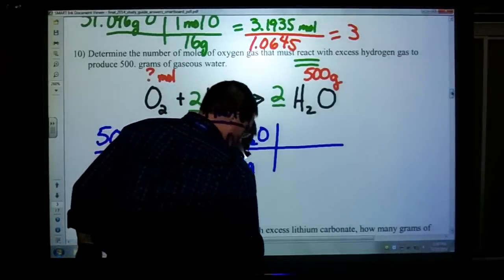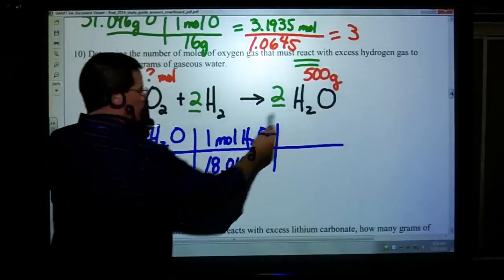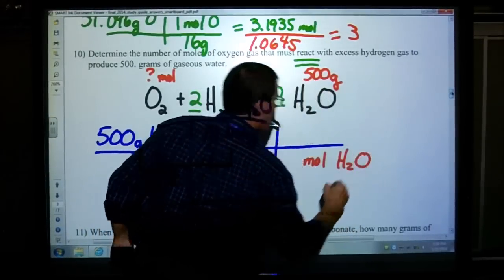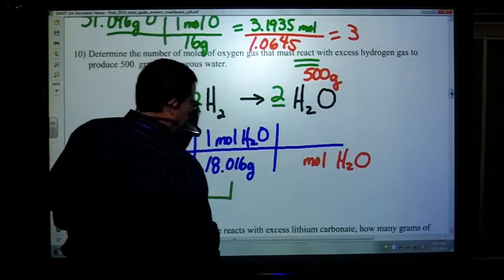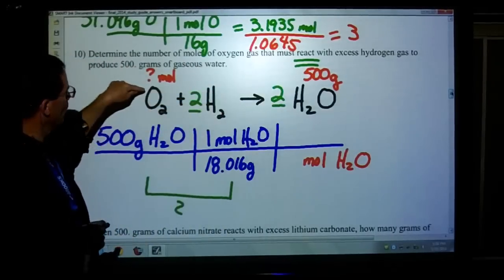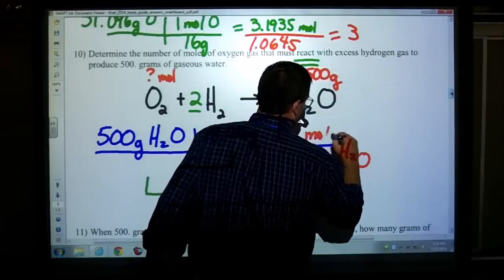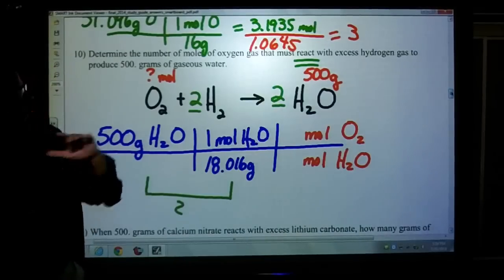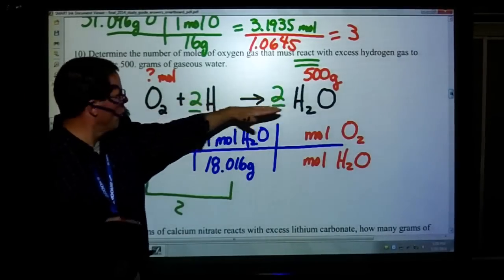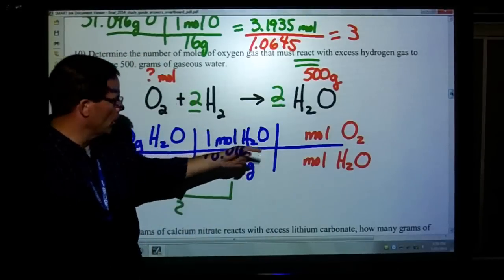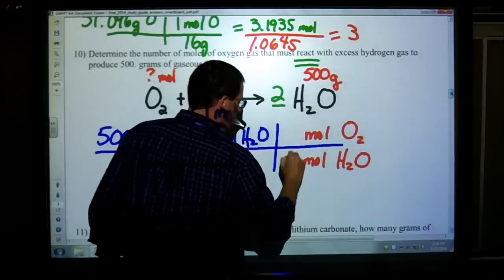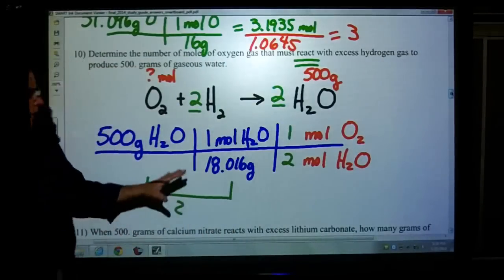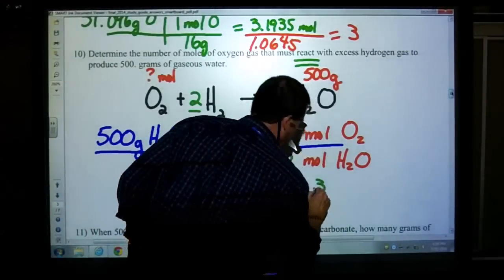Step three is I'm going to use my mole ratio, and my mole ratio comes from my balanced equation. So I have moles of water here, so I want to move my unit moles of water down here, and I'm looking for my moles of oxygen. So I'm going to put moles of oxygen right there. So once I have those put into place, now I go back to my balanced equation. I say, okay, what coefficients do I have? Those are the values that I'm going to plug into my equation. So water has a 2 as our coefficient, and oxygen has a 1.